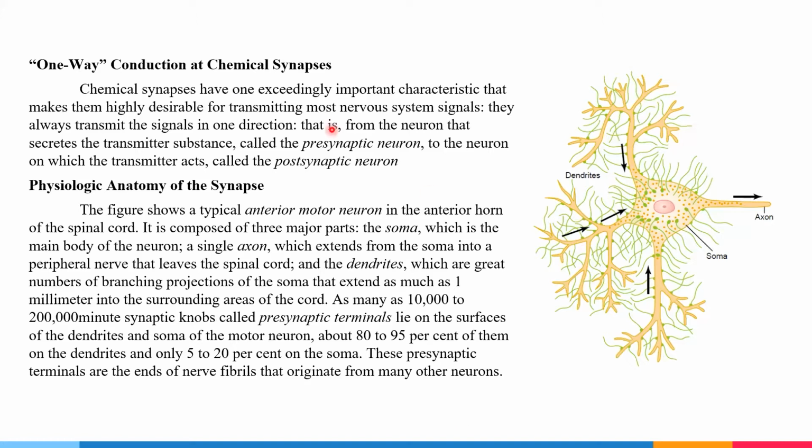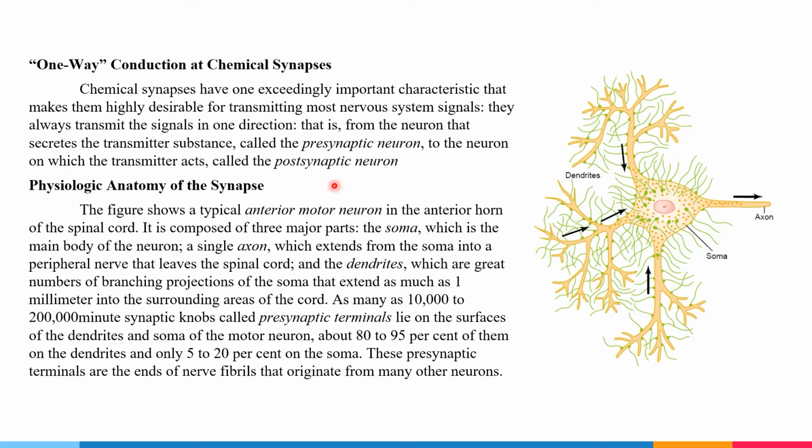Next, we look at an important characteristic of chemical synapses, which is one-way conduction. Chemical synapses have one exceedingly important characteristic that makes them highly desirable for transmitting most nervous system signals. That is, they always transmit the signals in one direction, from the neuron that secretes the transmitter substance, called the presynaptic neuron, to the neuron on which the transmitter acts, called the postsynaptic neuron.